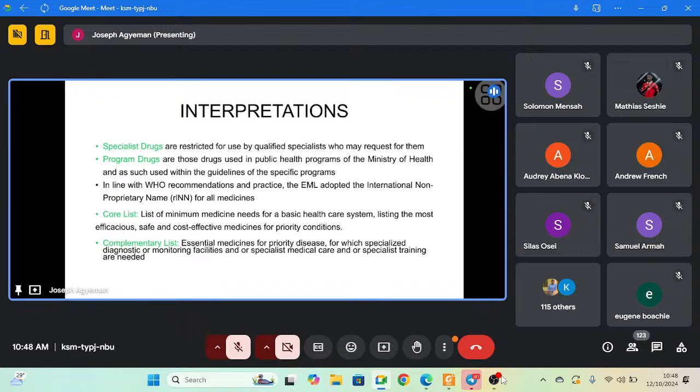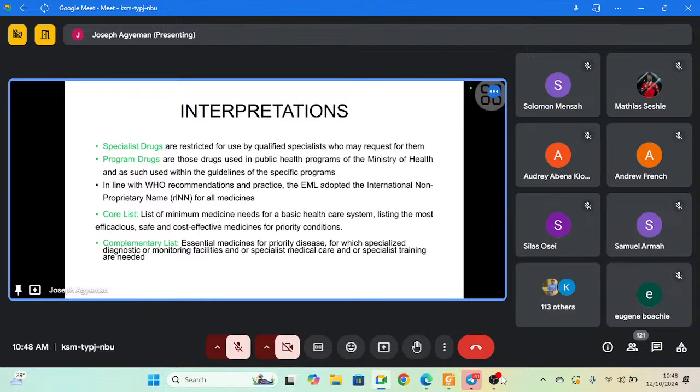If you need to add a brand, you put that one in brackets. Then in the essential medicine list, we have what we call the core list and the complementary list. So the core list are the ones that meet our basic healthcare needs. So the basic ones, in Ghana, malaria drugs, for example, are obviously part of the core list. But the complementary list are the ones that, in most cases, we don't need for basic healthcare. Maybe for specialist healthcare, fine.